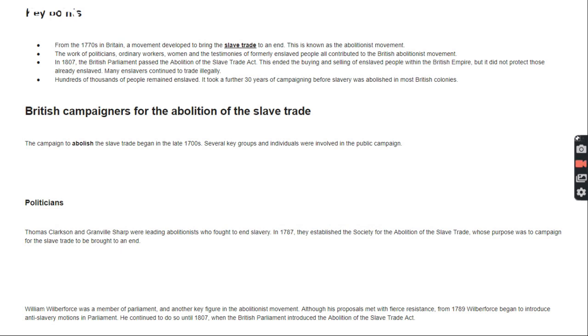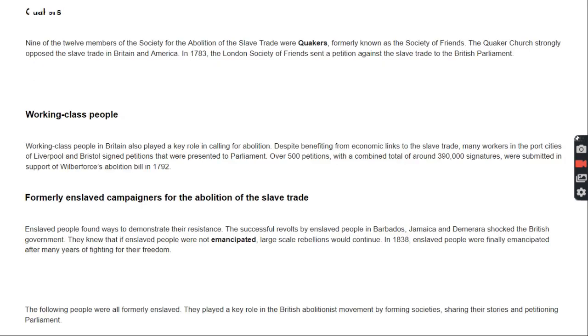William Wilberforce was a member of Parliament, and another key figure in the abolitionist movement. Although his proposals met with fierce resistance, from 1789 Wilberforce began to introduce anti-slavery motions in Parliament. He continued to do so until 1807, when the British Parliament introduced the Abolition of the Slave Trade Act.